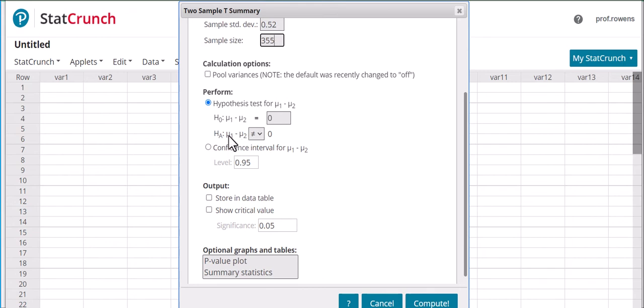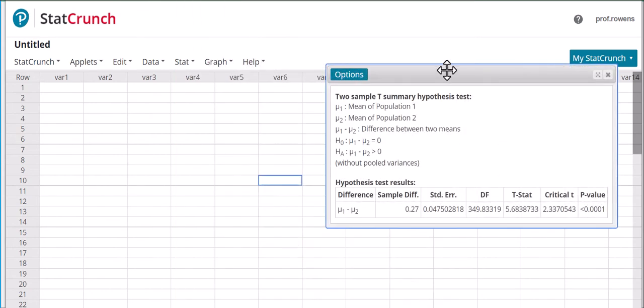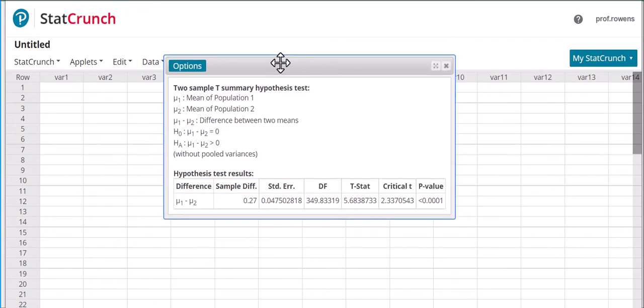So when that's the case, mu1 is larger than mu2, that means that this difference is going to be greater than 0. Or you can also think that we have a right-tail test, so this should be a greater than. And show critical value. We want at the 0.01 level of significance, right? 1%. And click compute. And so this brings us our result.